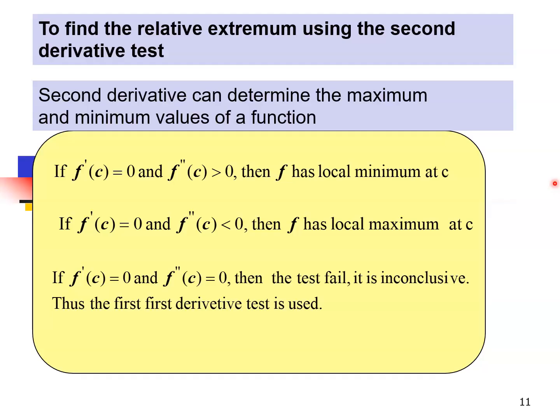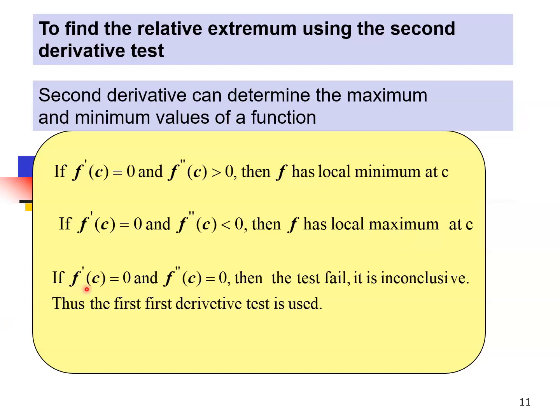Next is to find the relative extremum using the second derivative test. The second derivative test can determine the maximum and minimum values of a function. So this is basically what we have learned previously, or what we have used before. Let's see. If f prime c, or the first derivative at c, equal to 0, and the second derivative at c greater than 0, then f has a local minimum at c. So remember, if greater than 0, that will be minimum. If the second derivative is less than 0, then you will have a local maximum.